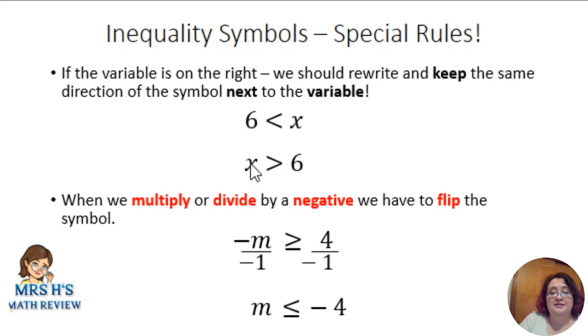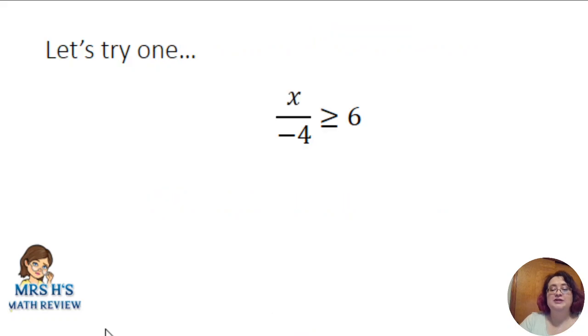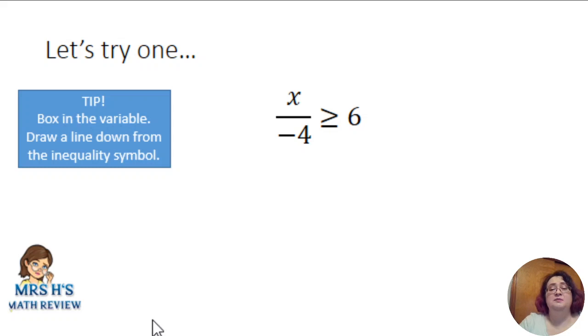All right. So we see here our symbol flipped. Our m is still on the left for both, but because we divided by a -1, our symbol flips. So let's try one of these. All right. So again, with our tips, box in the variable. Draw a line down from the inequality symbol, very much like we did solving equations.